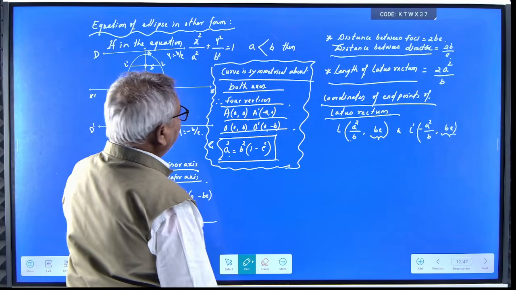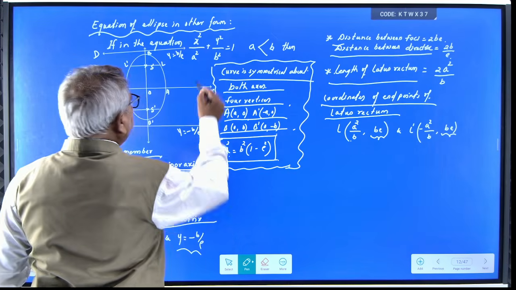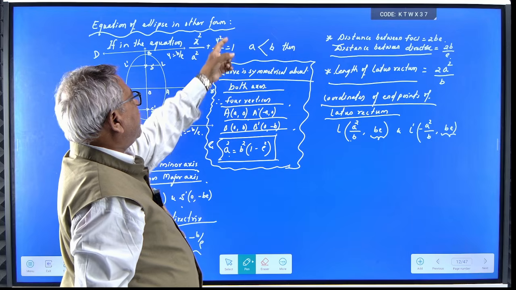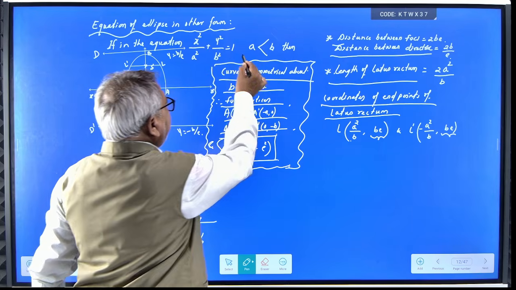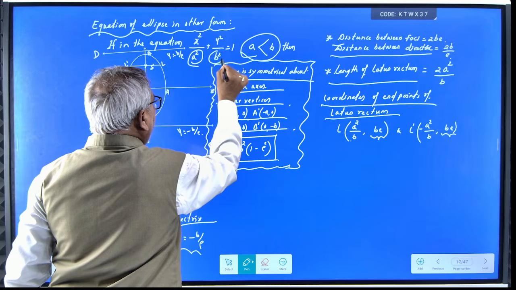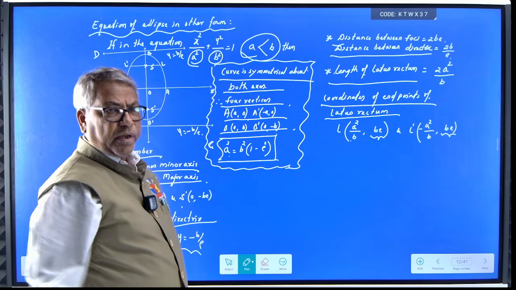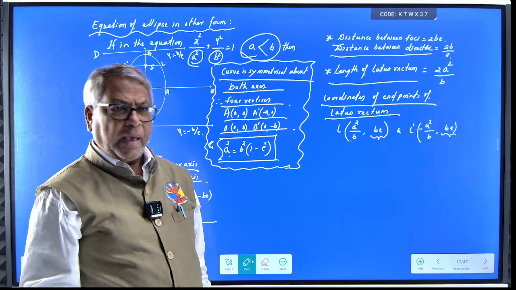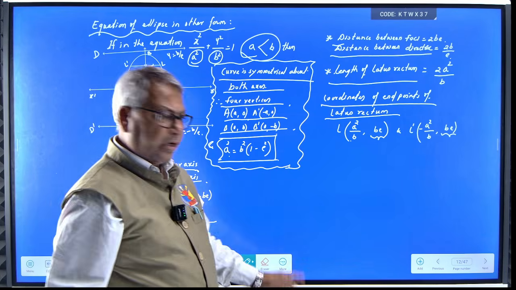So how do we recognize that x square upon a square plus y square upon b square is this type? In that case, a square is less than b square. Immediately say that it is a vertical form ellipse, and we can continue for that.